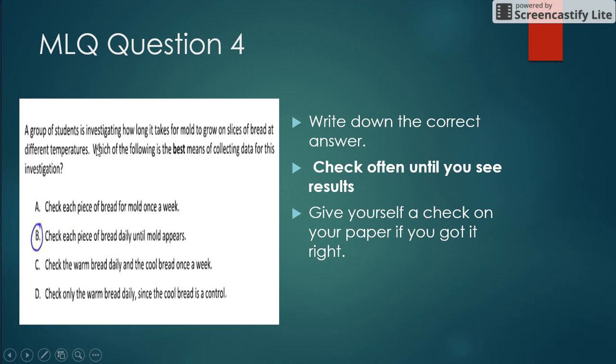MLQ question 4. A group of students is investigating how long it takes for mold to grow on slices of bread at different temperatures. Which of the following is the best means of collecting data for this investigation? I know the correct answer here is B, to check each piece of bread daily until mold appears. The reason this answer is correct is that in an experiment, you should check often until you see your results. So in this case, they should check often until they start to see mold.